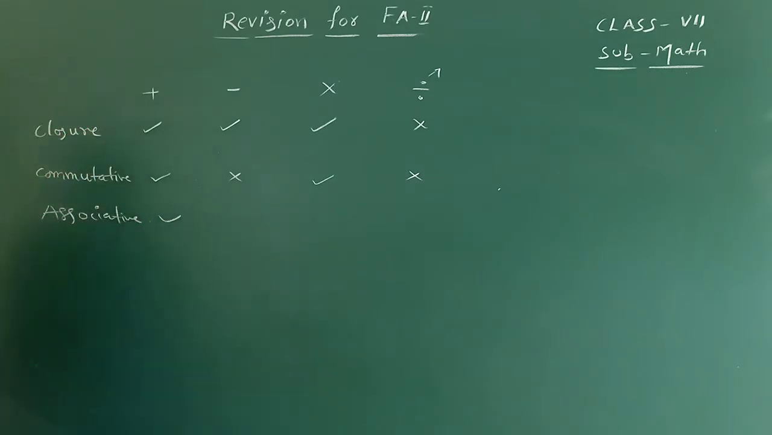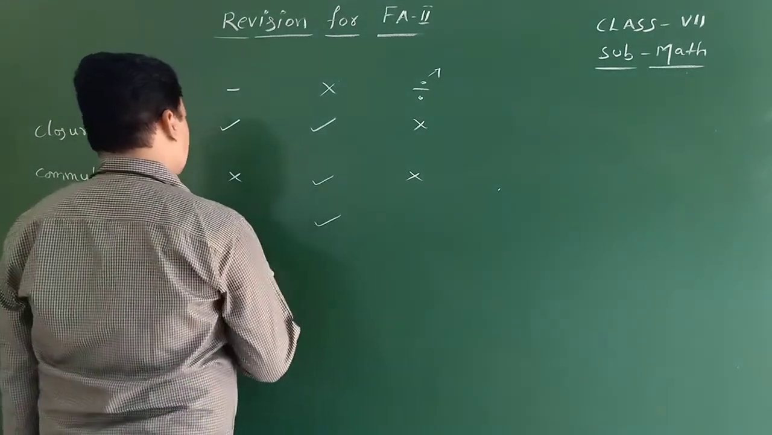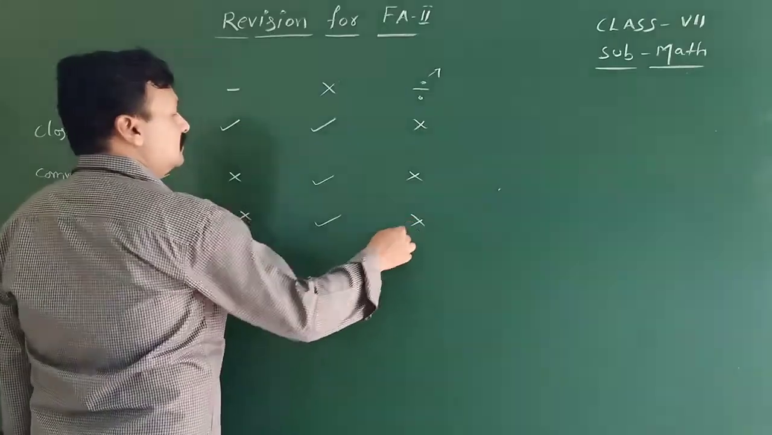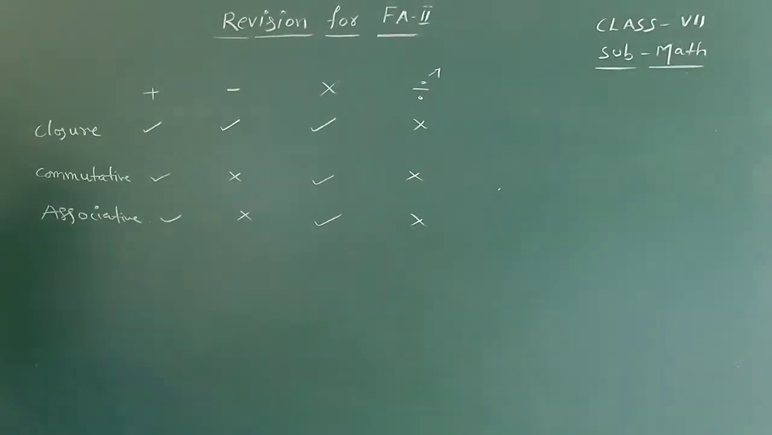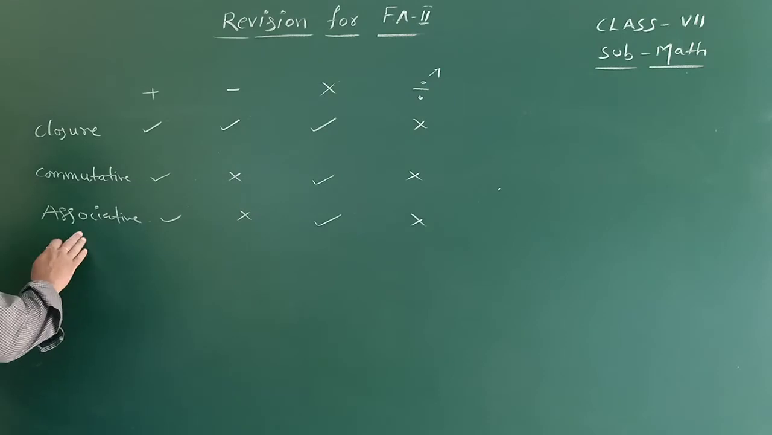Next, associative. For the addition, the sum of any three integers in different order gives the same answer. The product of integers also gives the same. For the subtraction and the division it fails. Commutative only fails, so associative automatically fails.